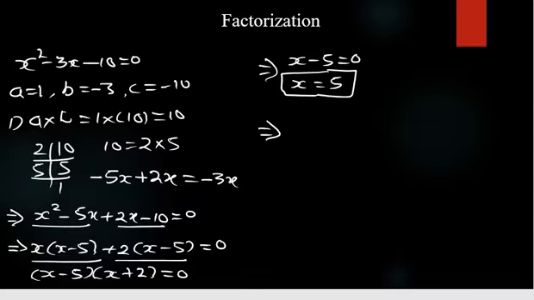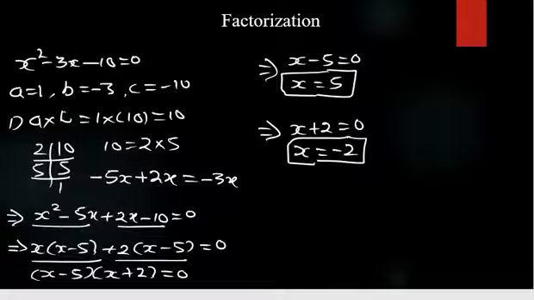The second term is x plus 2 is equal to 0. So finally we will get x is equal to minus 2. So we get these two roots. Now this is the factorization method.